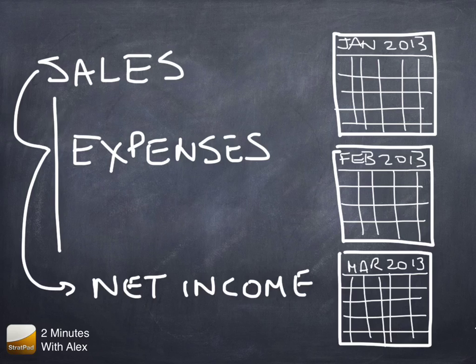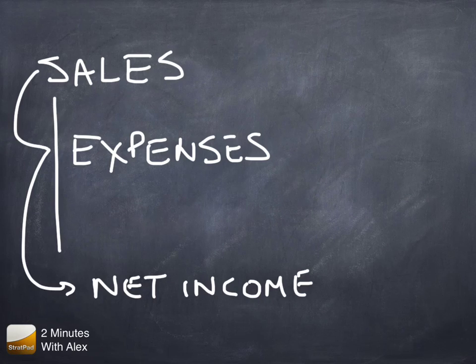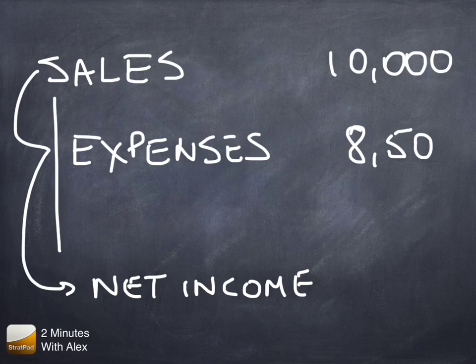Let me show you a quick example. Let's say that in January we had total sales of $10,000 and that all of our expenses added up to $8,500. If we subtract the $8,500 from $10,000, we'll end up with a net income of $1,500, which, because it's a positive number, means that we've been profitable.